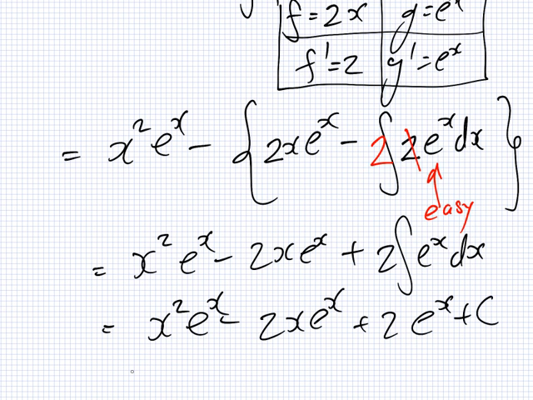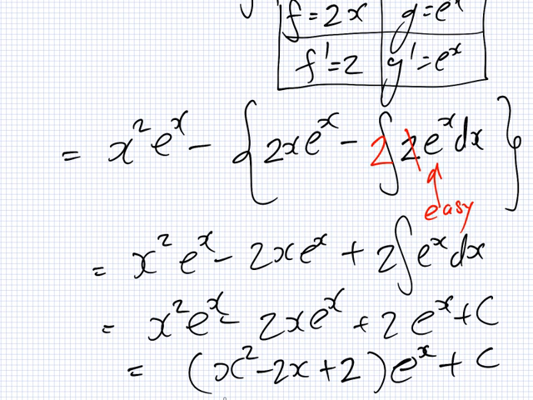What's in common here? e^x. So if I take the e^x out, I'm left with x squared minus 2x plus 2. So this is the integration.